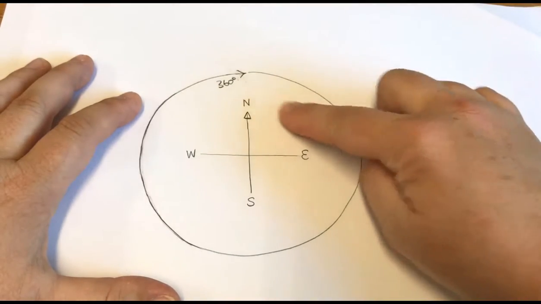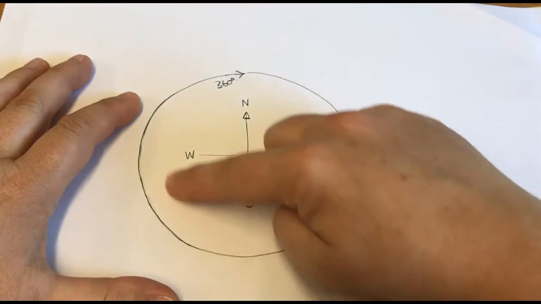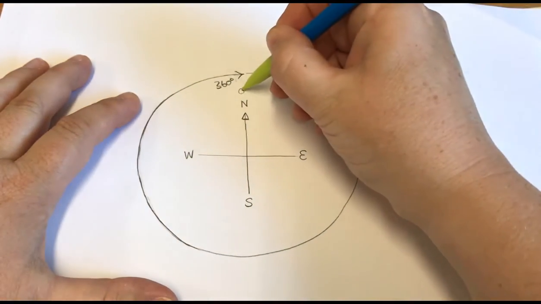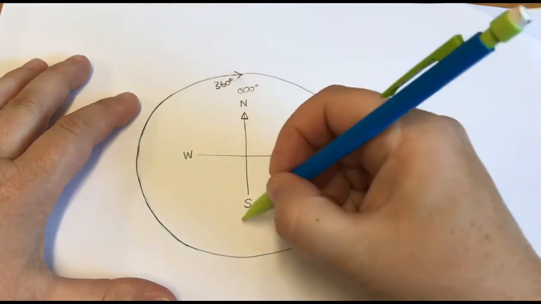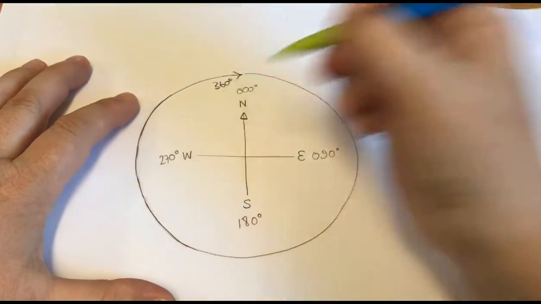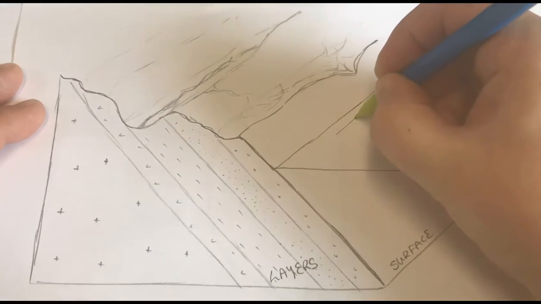Direction is defined by the points of the compass. There are 360 degrees of orientation, with north being 000 degrees, east being 090 degrees, south being 180 degrees, and west being 270 degrees. Any direction can be defined by a measurement of degrees from north using a compass. Degrees are always written in 3 figures.